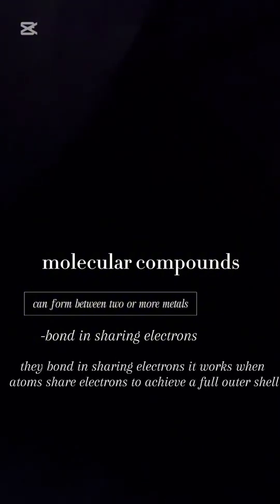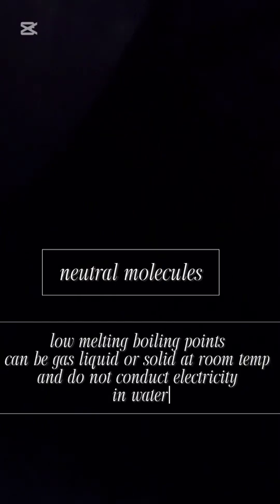The properties are high melting and boiling points, solid at room temperature, and conduct electricity when dissolved in water. Molecular compounds can form between two or more nonmetals. They bond by sharing electrons. It works when atoms share electrons to achieve a full outer shell. No charges are formed, only neutral molecules. Properties: low melting and boiling points, can be gas, liquid, or solid at room temperature, and do not conduct electricity in water.